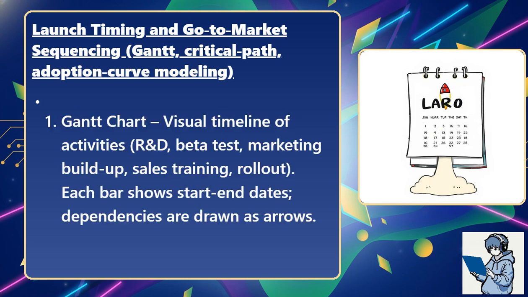The tools. 1. Gantt chart: a visual timeline of activities: research and development, beta test, marketing build-up, sales training, rollout. Each bar shows start and end dates; dependencies are drawn as arrows.